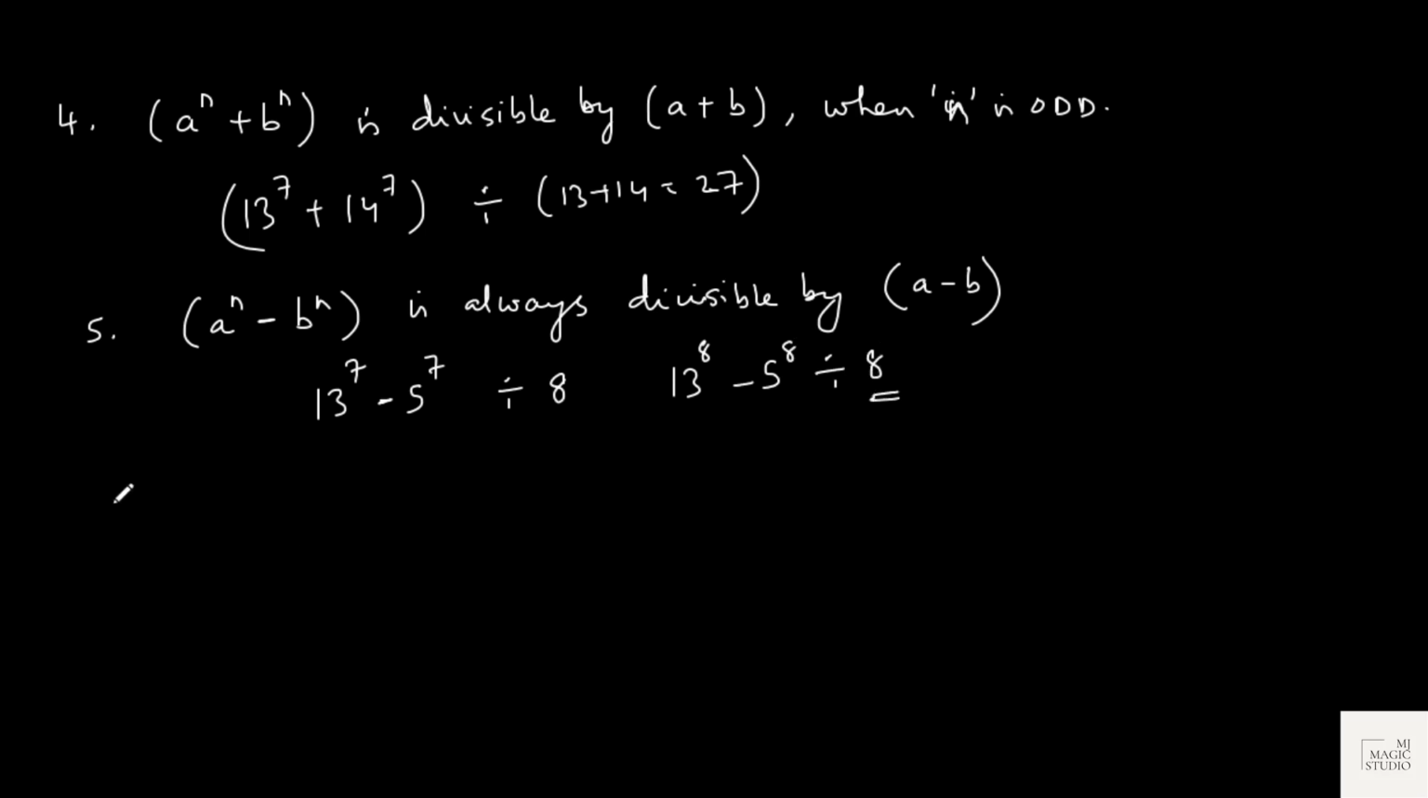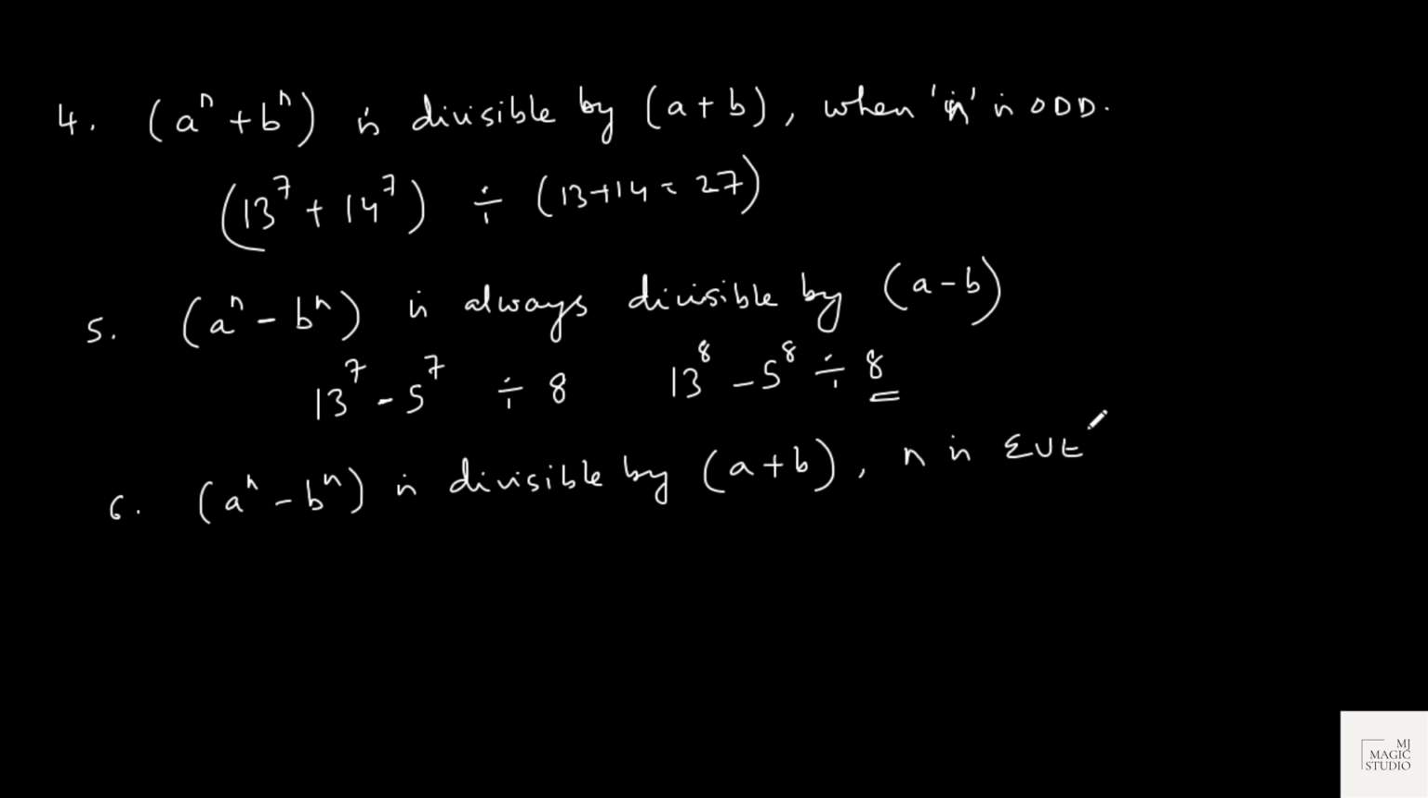Next one, a to the power n minus b to the power n is divisible by a plus b only when n is even.